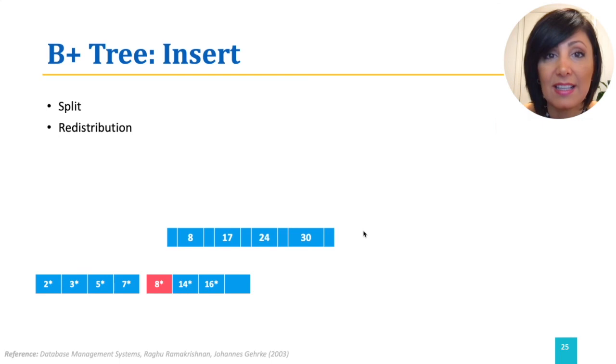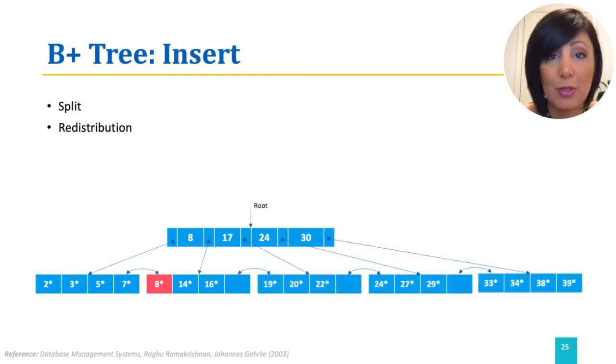This needs ensuring that redistribution is possible, which needs checking the sibling node. Therefore, additional operation costs are involved in this method. If the sibling does not have space for redistribution, similar procedures of a split could be followed.